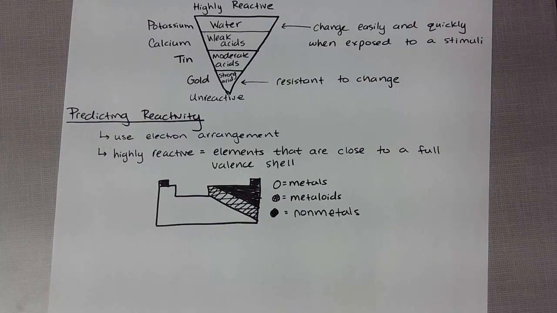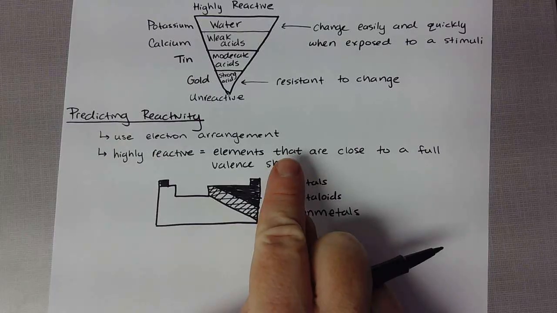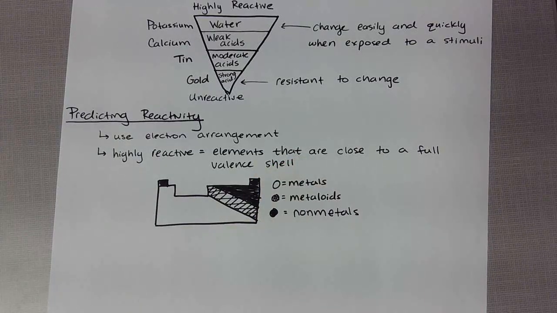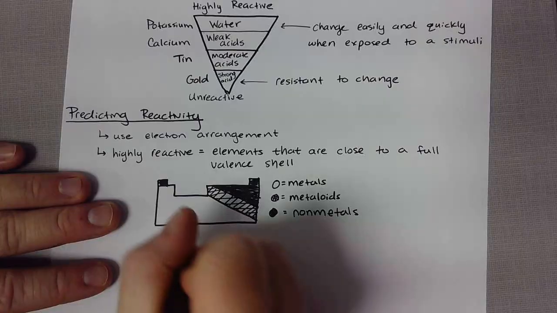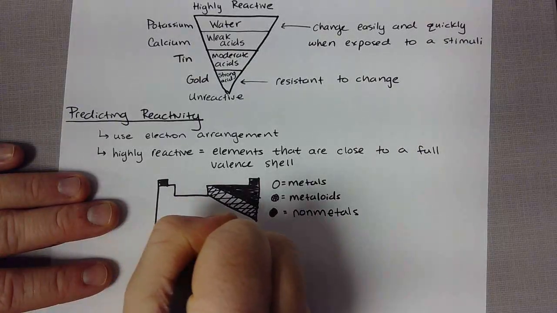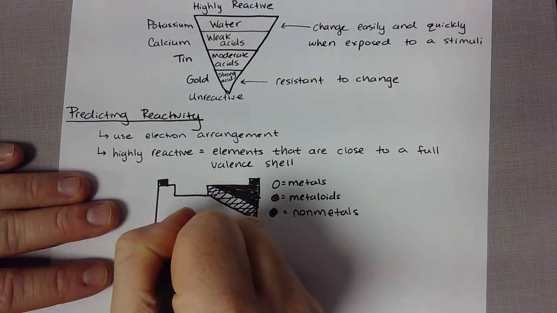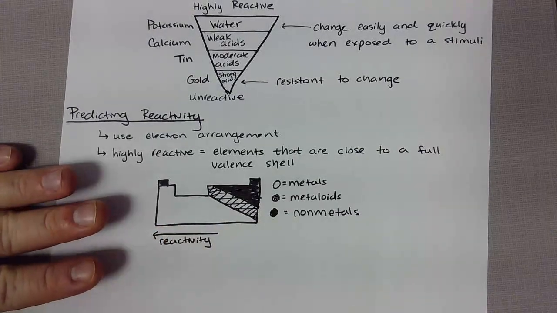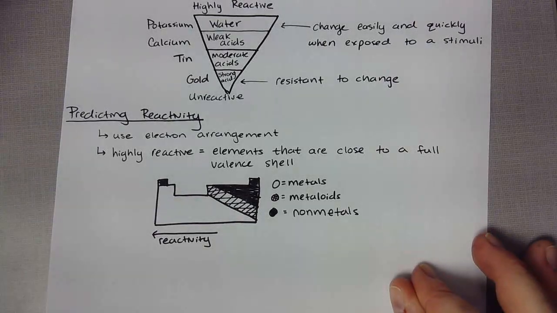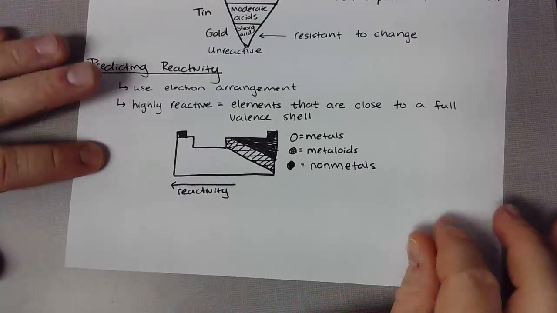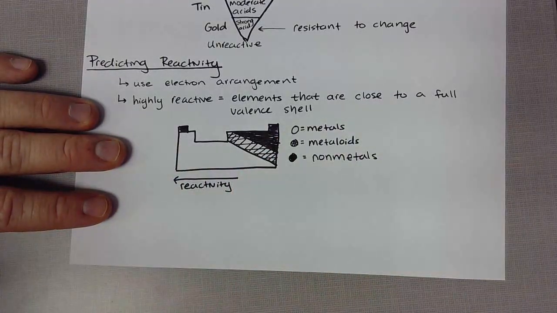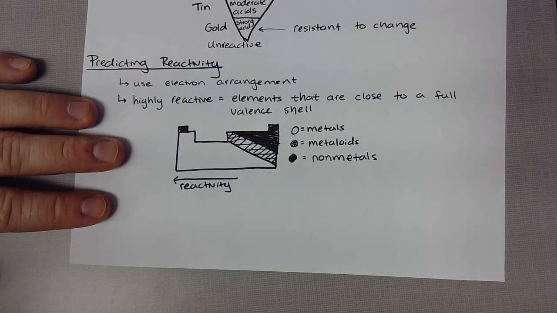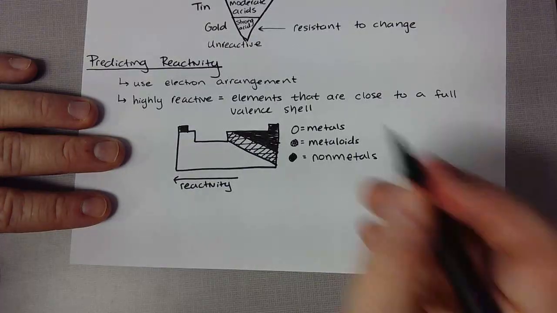Now, given where the metals are located and the fact that elements are most reactive when they're close to a full valence shell, that's going to mean reactivity increases towards the left. Because elements on the left are closer to reaching that full shell. For example, elements in column 1 are only 1 electron away from a full shell. They really, really want to give that electron away. They give that electron away in chemical reactions.